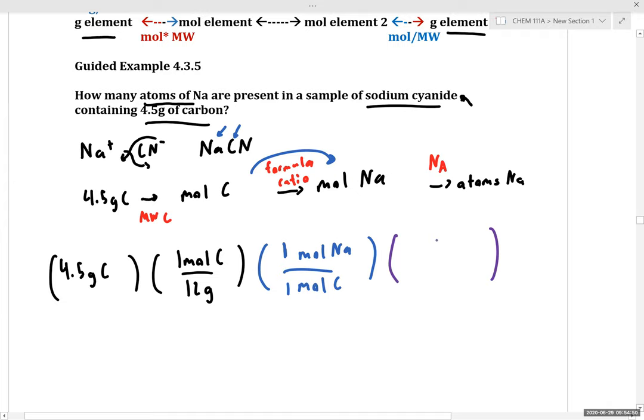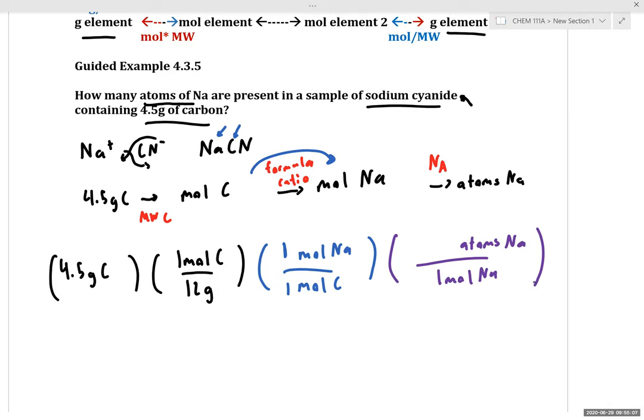How many atoms are present in one mole of sodium? What is Avogadro's number, just as a refresher? 6.022 times 10 to the 23. Yep, exactly. Perfect. So now we see grams of carbon cancel. Moles of carbon cancels. Moles of sodium cancels. And we're left with atoms of sodium.